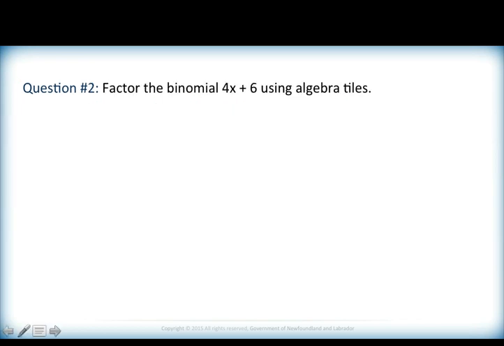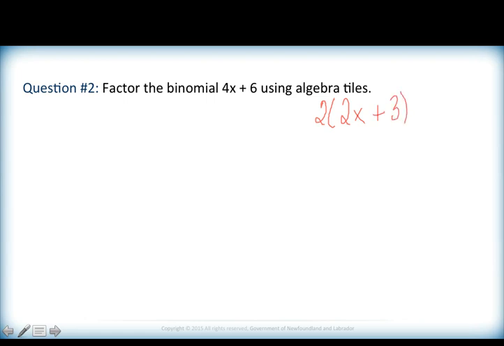Next, we're going to factor the binomial 4x plus 6 using algebra tiles. So maybe the best thing here is to use the greatest common factor to decide how many groups of the same binomial we can use and model it using the tiles. So if we look at 4x plus 6, we are able to take out the greatest common factor of 2. So that means we're going to have 2 rows of the binomial 2x plus 3.